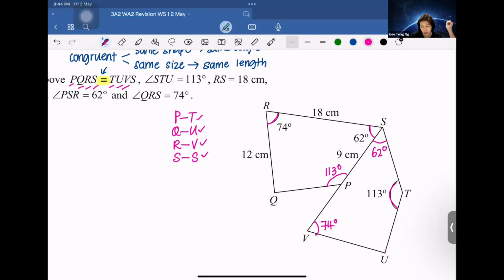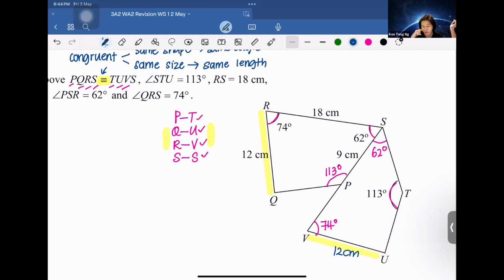But next, we have the same size as well, meaning the lengths are going to be matching pairs as well. Let me start with RQ first. RQ will match with UV. So therefore, this length over here will be 12 cm.